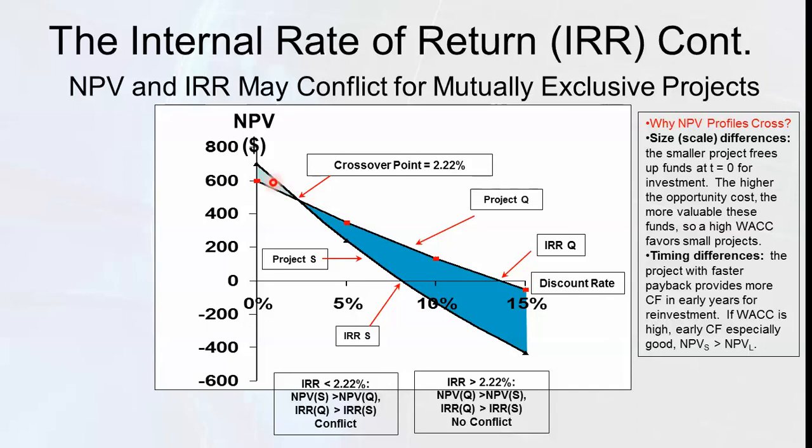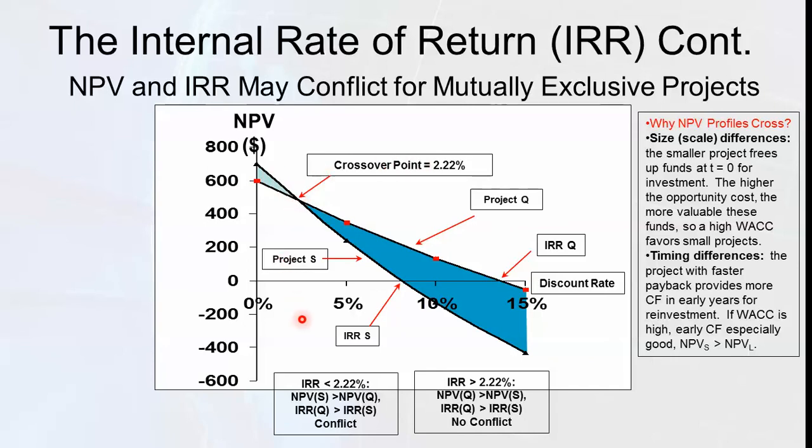So hope you understand why this NPV profile crossover happens. The whole reason is because of the size and time difference of the cash flows. When you have size difference of the investment, a smaller project frees up cash for future investment. So high WACC favors small projects here. That's why this project is more preferable here before the cross rate.